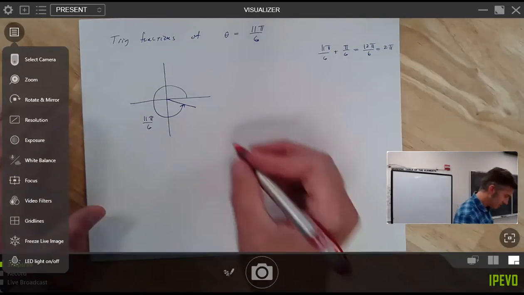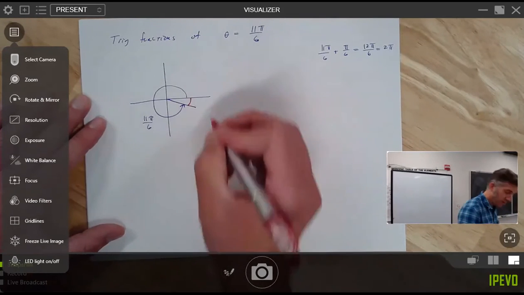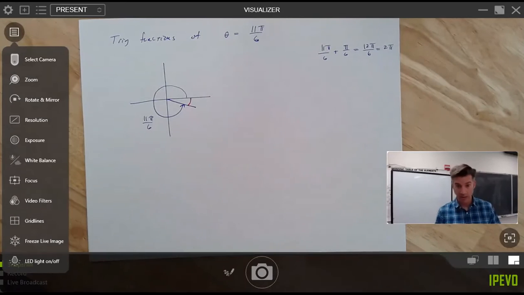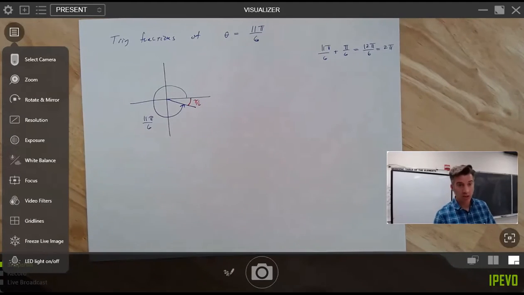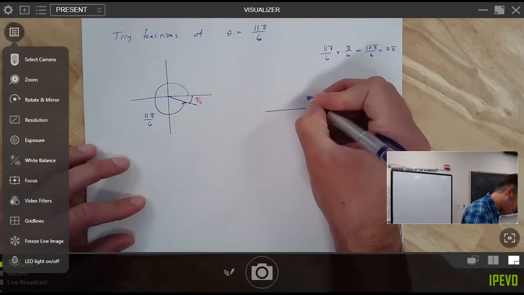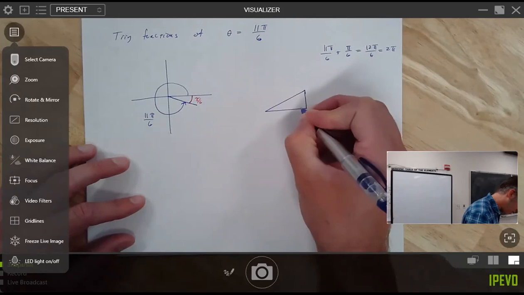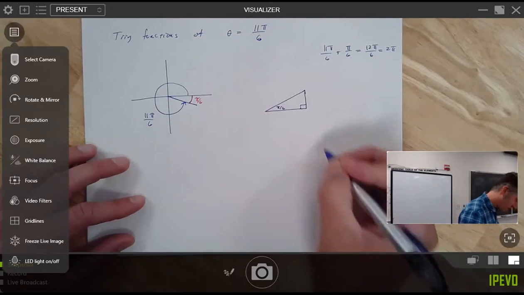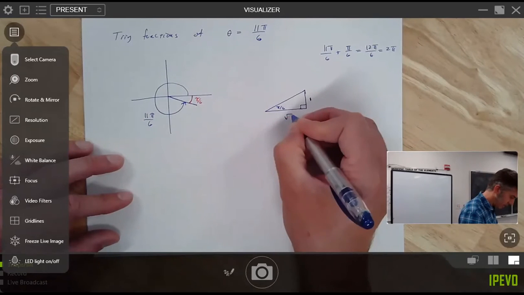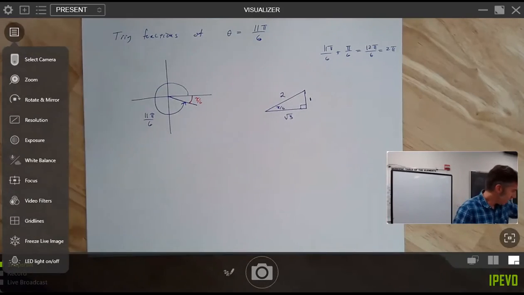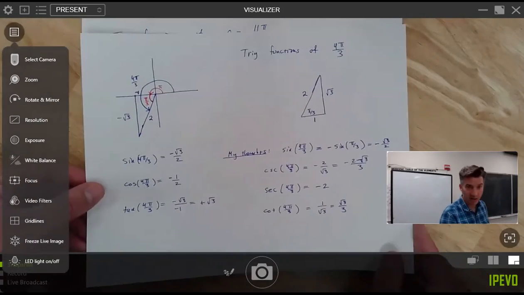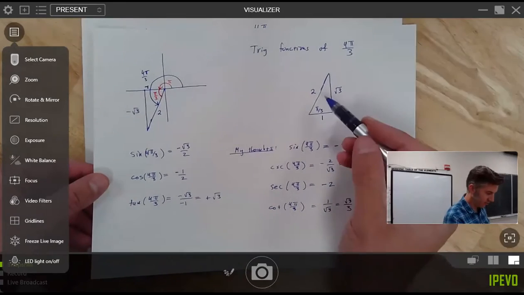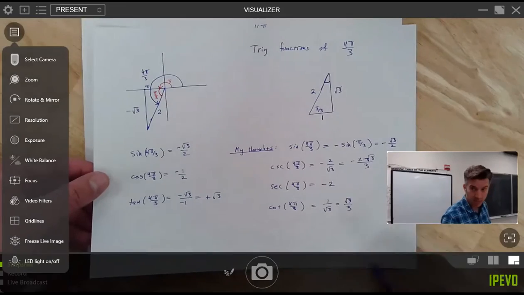But what's really important is the leftover bit measured to the x-axis always is pi over 6. And we know how to evaluate sine, cosine, and tangent of pi over 6. Here's our special triangle for pi over 6, where the opposite side is 1, the adjacent side is √3, and the hypotenuse is 2. I should point out, it's the same as this triangle, just reoriented, right? It's that triangle, but now we're looking at this angle instead.